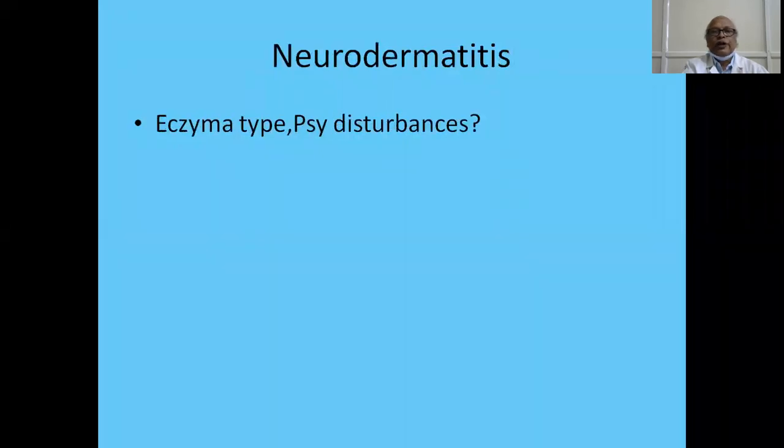There may be what is known as neurodermatitis. The patient will complain of intense itching in the ears. And if you look, there may be a little evidence of some eczema type of reaction. But the patient complains of intense itching, all because of psychological disturbance. So apart from treating the eczema, you should take the help of a psychiatrist to treat the patient as a whole.